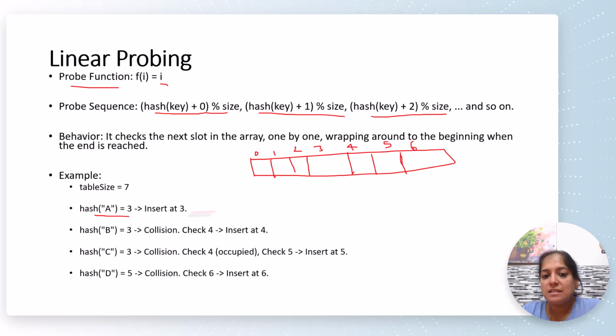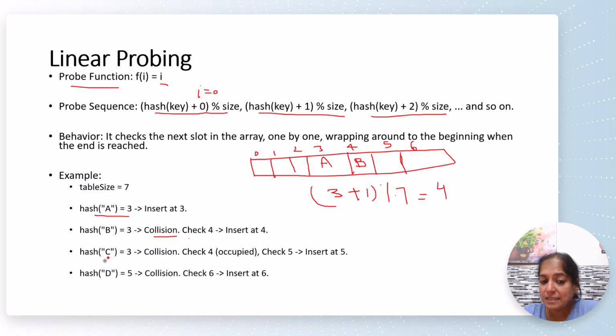Hash A, it inserts at index 3. So A is at index 3. Now B, we want to insert the value B, which again gives me a collision. So the value of i equals 0, so hash(key) plus 0 modulo size, which is the same. So we increment the value of i. So i becomes 1. 3 plus 1 modulo table size gives us 4. So value B will be inserted at index 4.